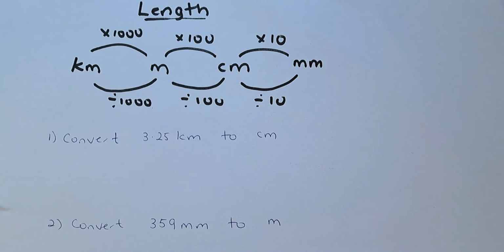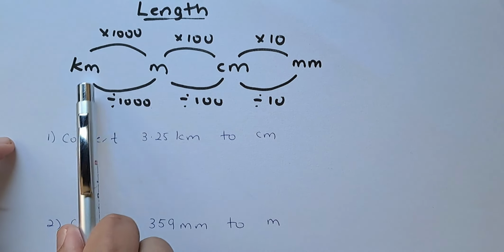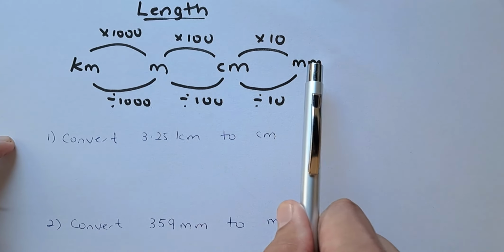We are going to look at the metric system of length, capacity, and mass. It is very different from the imperial system, which is used in America, which uses yards, gallons, and inches. So let's first look at length. In the metric system, length can be measured in kilometers, meters, centimeters, or millimeters.